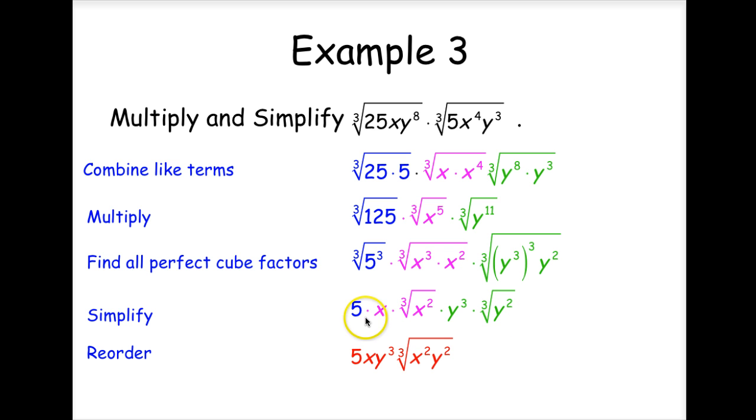And then we reorder. What's on the outside? 5xy to the third. And what's under the radical is the cube root of x squared y squared.